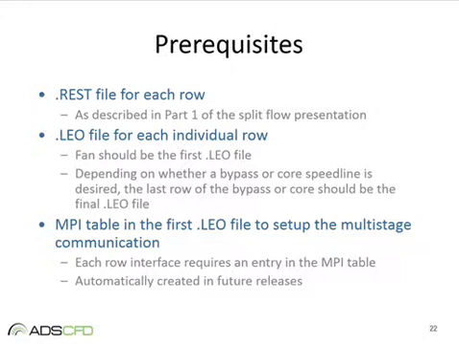Finally, the MPI table, which is what we'll spend most of our time on in this presentation, should be specified in the first .leo setup file. And this is going to describe our multi-stage communication. Each row interface is going to require an entry in the MPI table. This will automatically be created in future releases, but any users running 6.83 or earlier need to create this manually.